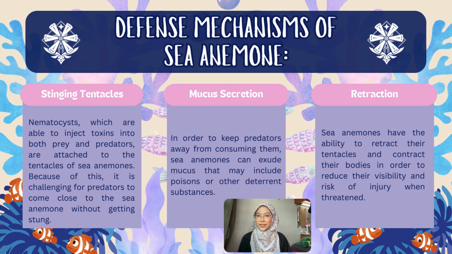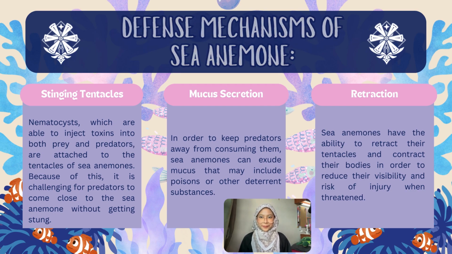Sea anemones have stinging tentacles called nematocysts, which are able to inject toxins into predators and prey. This makes it difficult for predators to approach the sea anemones without getting stung. Next, sea anemones can secrete mucus that contains toxins or other deterrent chemicals in order to keep predators away from eating them. And lastly, when the sea anemones are threatened, they can retract their tentacles and contract their bodies to become less visible and lower the risk of injury. Some anemones can blend in with their surroundings, so it will make it difficult for predators to spot them.